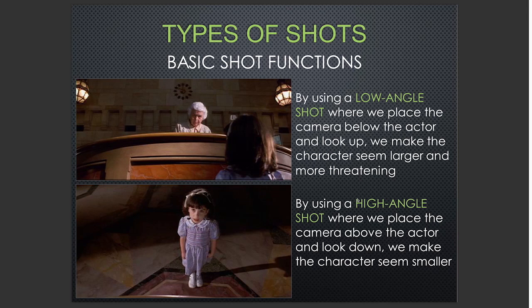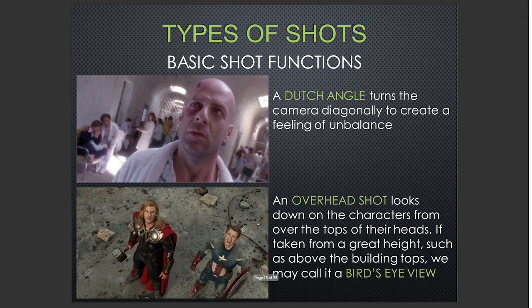The high angle shot, as you can see with Matilda, makes her look very weak. And that's just it. So again, one thing I want you to remember: the low angle shot makes them look what? Strong. And the high angle shot makes them look what? Weak. All right, moving along.